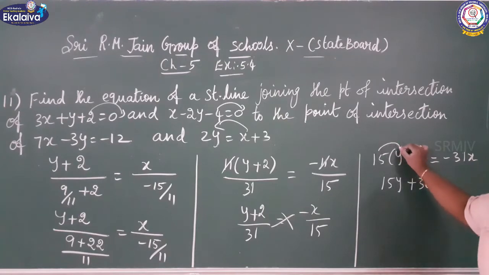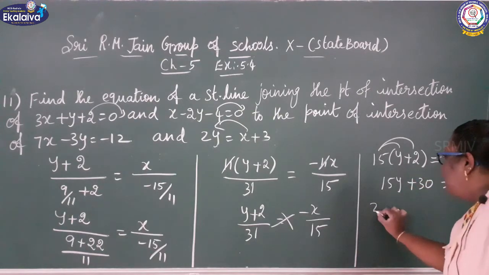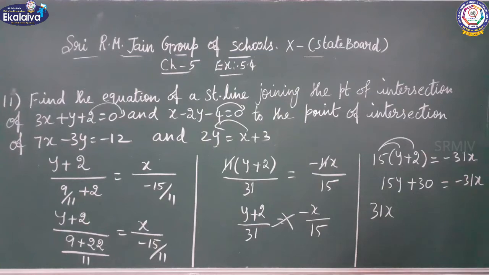15y plus 30 equal to minus 31x. But x is negative, so you can bring it to the left hand side. What is the value we are getting now? 31x plus 15y plus 30 equal to 0.